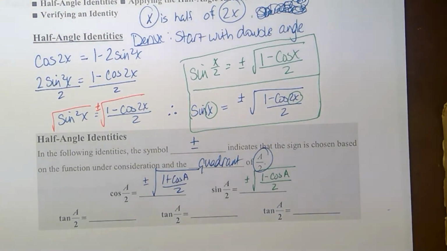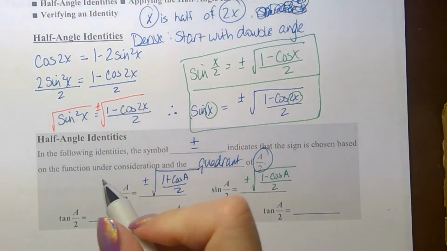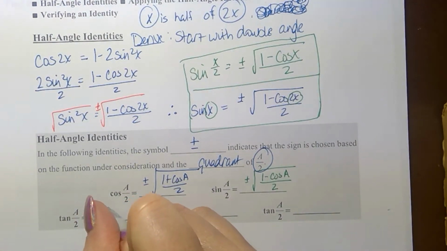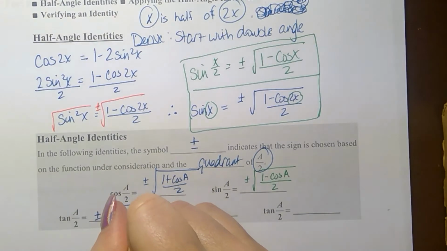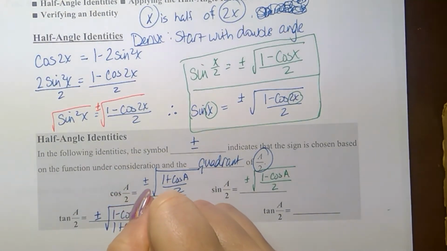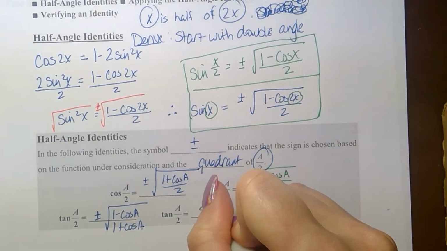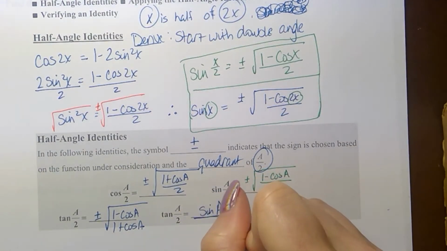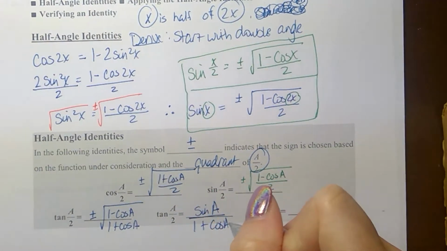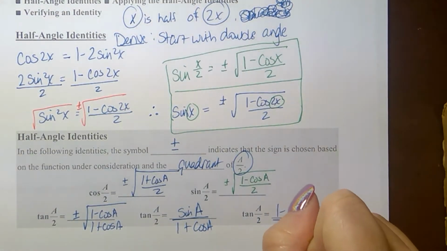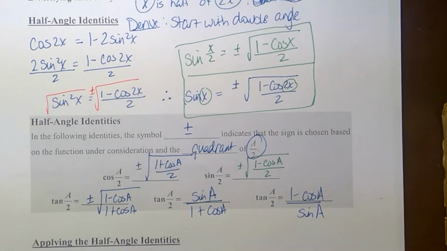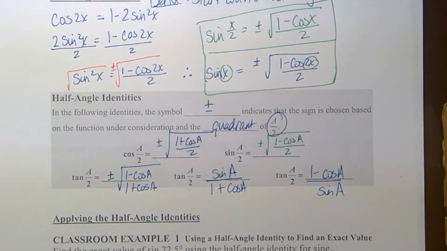Then I have those 3 tangent half angle identities. I can do plus or minus the square root of (1 minus cosine A over 1 plus cosine A), or I could do sine of A over 1 plus cosine A, or I could do (1 minus cosine A) all over sine A. So those are my 3 tangent half angle options.